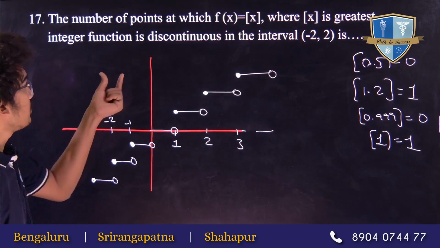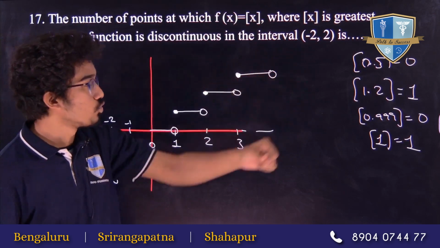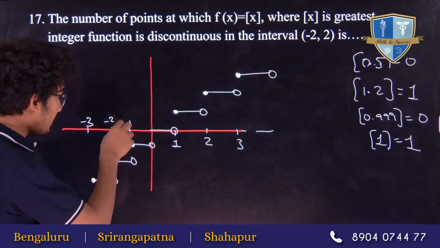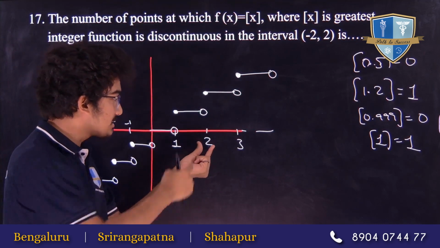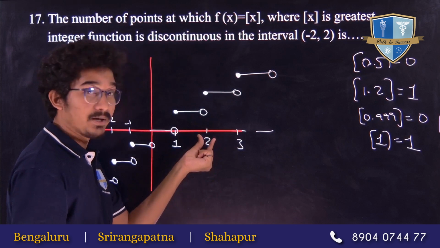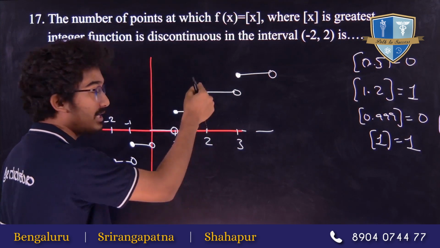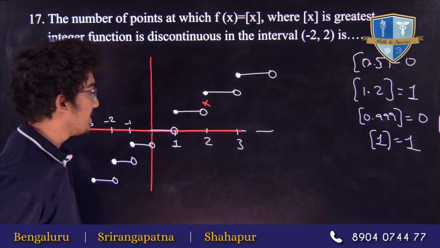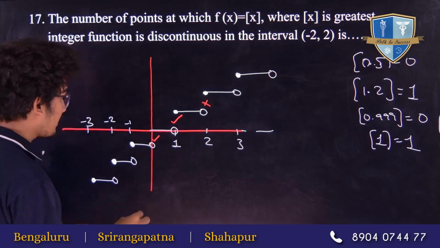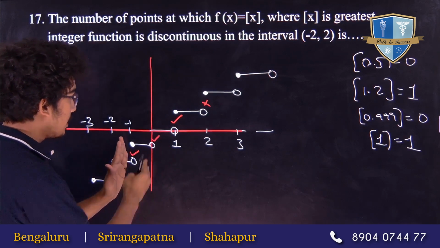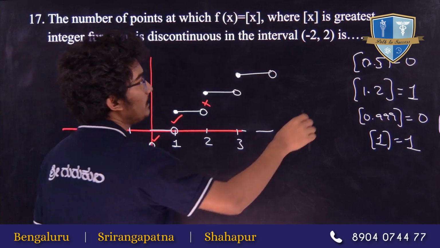Now we are supposed to find the number of points where it is discontinuous in the interval -2 to 2, which means the open interval, so we will not include -2 and 2. Even though the function is discontinuous at 2, we will not count it, because we are talking just before 2, not at 2. So we will not count this discontinuity, but we will count this one, the second one here, and the third one here, correct? So 1, 2, 3, three times it is discontinuous between -2 and 2. So our correct answer will be 3.